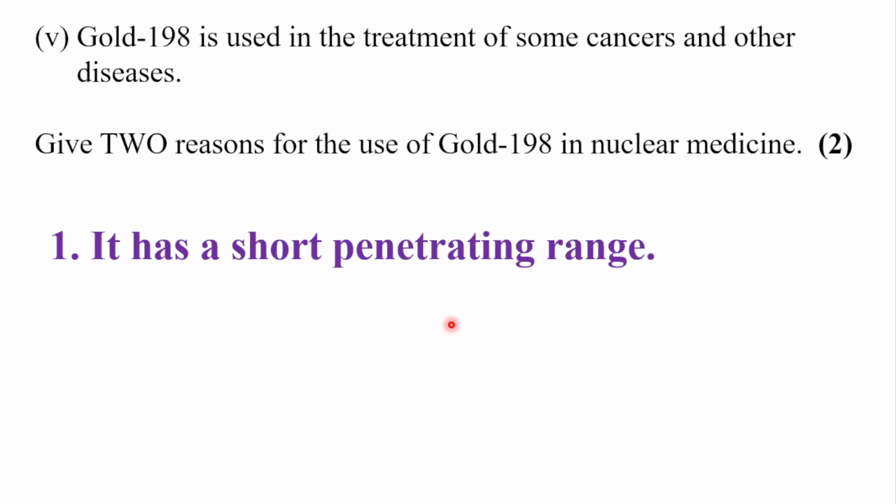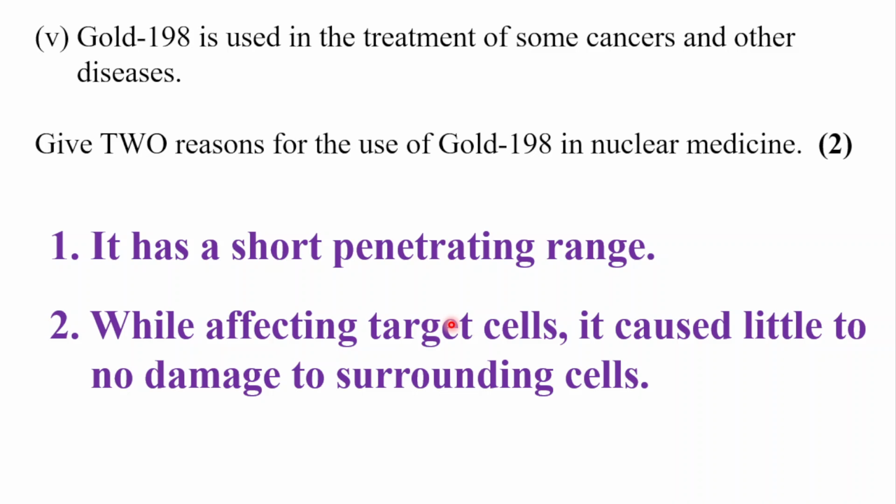And so one, it has a short penetrating range. That means it doesn't penetrate through the body too much. All right, so it pretty much stays in the cells because the range is really, really short. And so because the penetrating range is so short, it will affect the target cells. So it can damage it. So let's say it's cancer, for example. It could kill the cancer cells without causing any damage to the surrounding cells. So here it said, while affecting the target cells, it caused little to no damage to the surrounding cells.